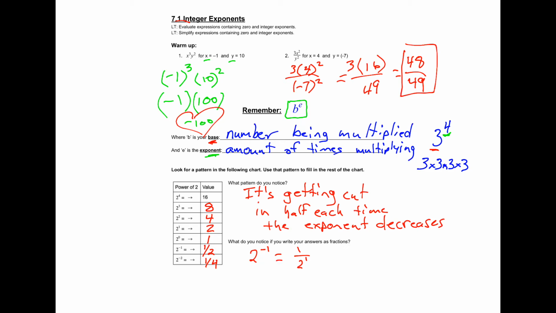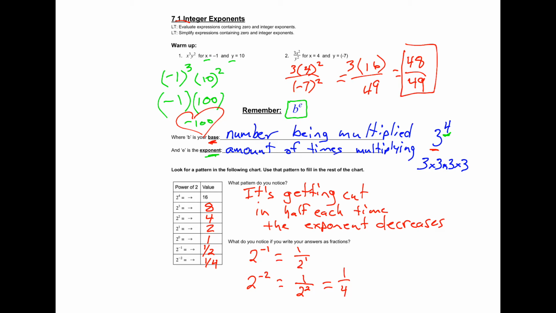So then 2 to the negative 2 is going to equal 1 over 2 squared, which is 1 over 4. So anytime you see a negative exponent, it's going to make it into a fraction. Same thing is true, it'll flip from the bottom to the top as well.